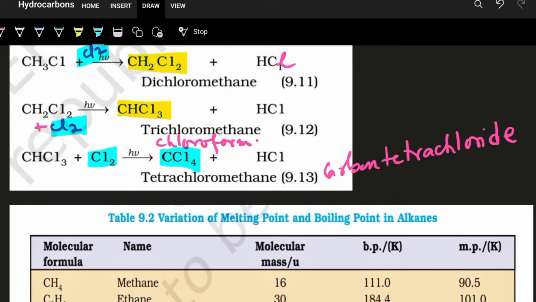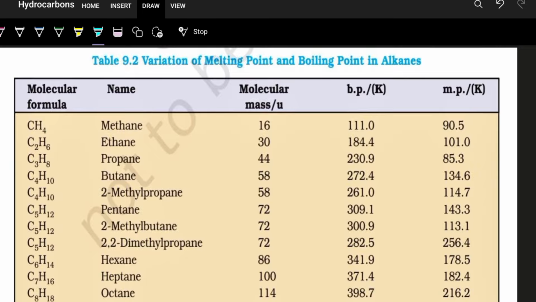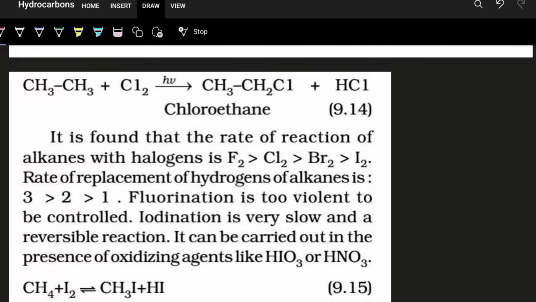And it occurs in a stepwise manner. So here, variation of melting point and boiling point. If we compare the boiling point, when the branching increases, the boiling point decreases. We can see it is happening here. That's why it is being given, to show you the comparison. Here, monochlorination of ethane. This is ethane. When you use 1 mole of chlorine in presence of h nu, then 1 H of ethane gets substituted by Cl.